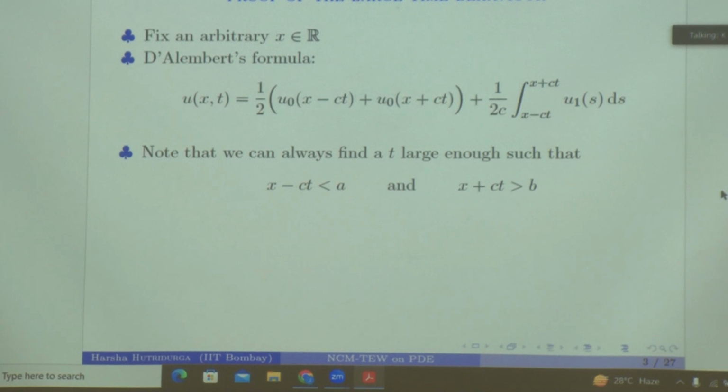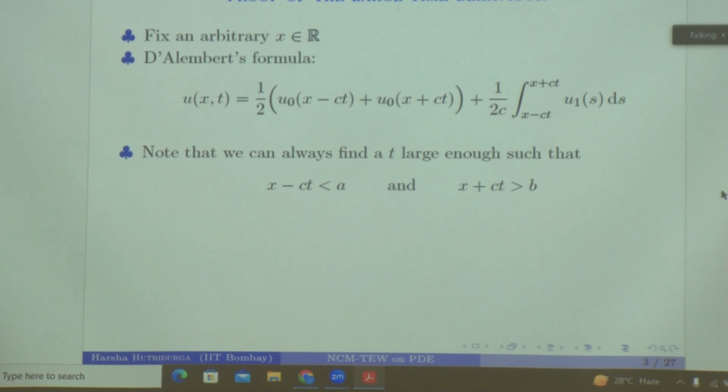Similarly, the same t will also do this job. x plus ct will be bigger than b. You see, in this case, in order to go beyond b, you need not add anything to it. Suppose the point were here, and then whatever we are doing by moving it to the left of a, we will do it to the right of b. Essentially, we are saying that the maximum t that will do the job for these two, you just pick that for a given point x, and that will make sure that these two things happen.